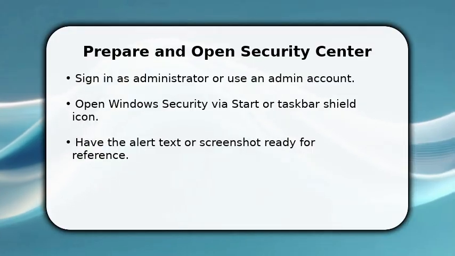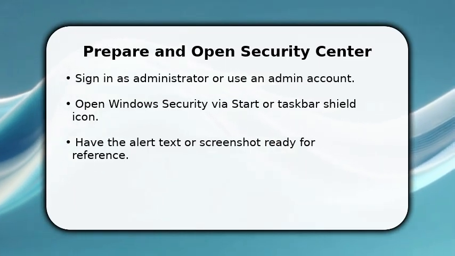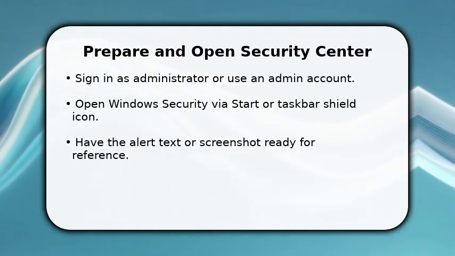You start with admin rights because many fixes need elevation. Open Windows Security from Start or the shield in the taskbar. This lands you at the right control panel.